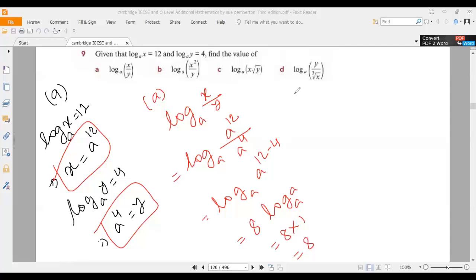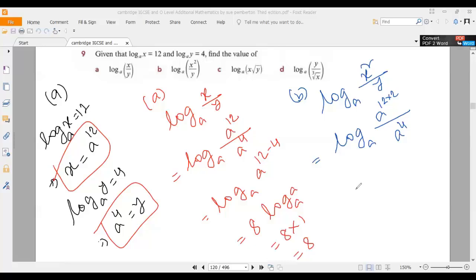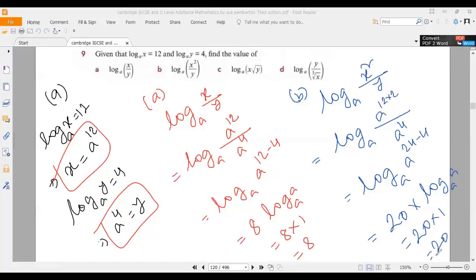Simple. Now, number B. Number B says log base a of x square divided by y. Now, we can write log base a of, instead of x, a to the power 12. So x square will be a to the power 12 into 2, by y is a to the power 4. Then instead of this division form, we can write a to the power 24 minus 4. 24 minus 4 will be 20. So 20 multiplied by log base a of a. So 20 multiplied by 1 will be 20. And that is the answer of number B.